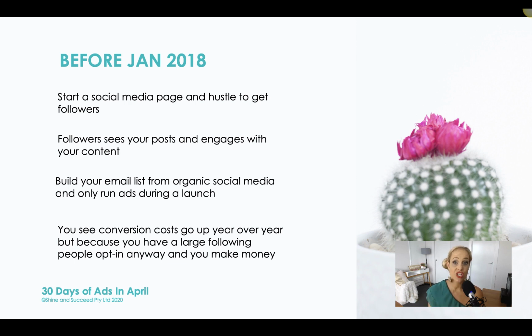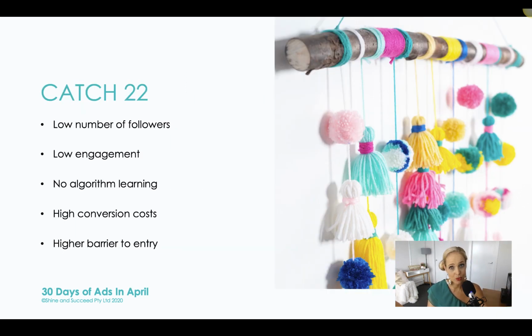So before January 2018, you could start a social media page and hustle to get followers. Followers see your posts because it goes into their news feeds because they liked your page and they engage with it. You build your email list by inviting them on social media to download your lead magnet, and you see conversions go up and up and up, and your email list grows and you are on your way. Now, if you're starting your business in 2020, there's this horrible catch-22 to how things work now.